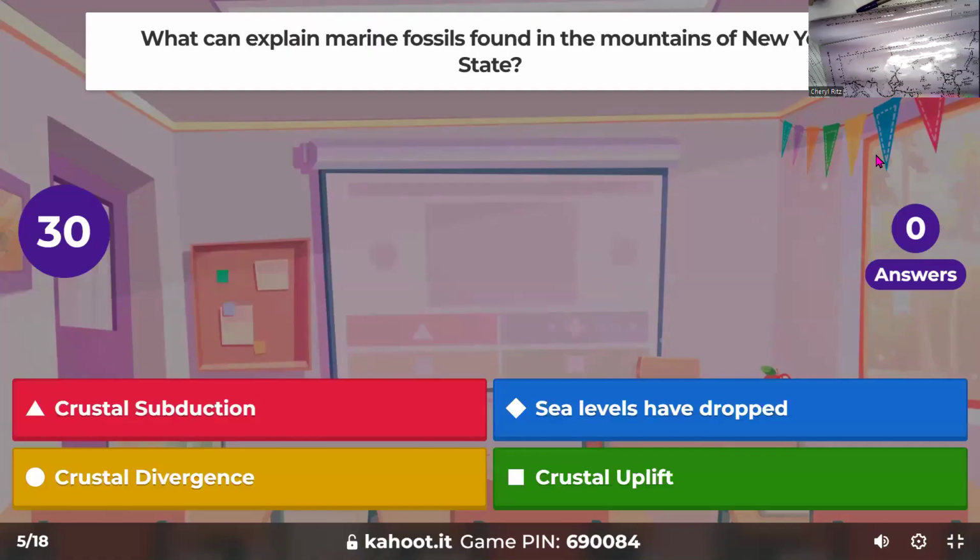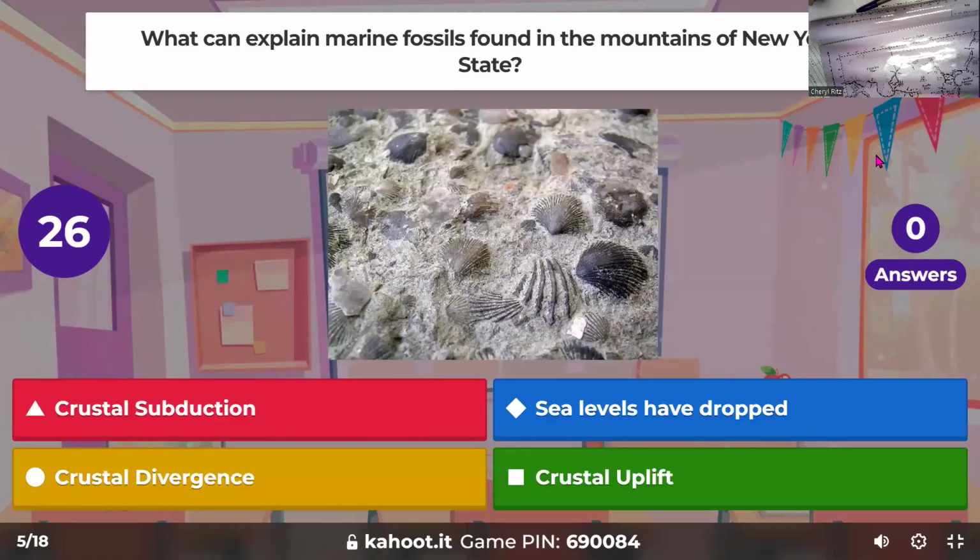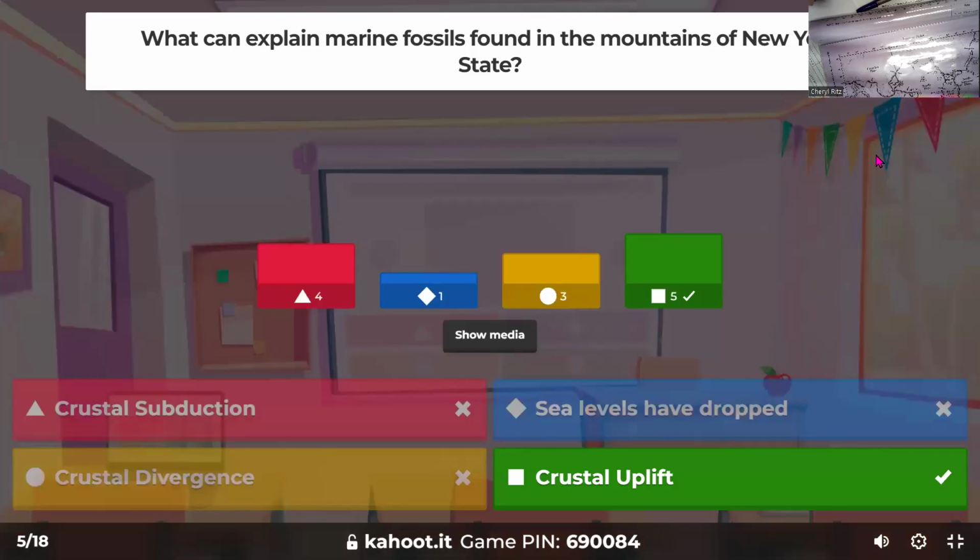What can explain the marine fossils found in the mountains of New York State? Yeah, the Adirondack Mountains. Well, think it through. Which one could have moved marine fossils to the top of a mountain? So just by going to mountains, mountains are a lot higher up than anything else, especially marine stuff like water stuff. So the only way for fossils to get moved up is that they have been uplifted.